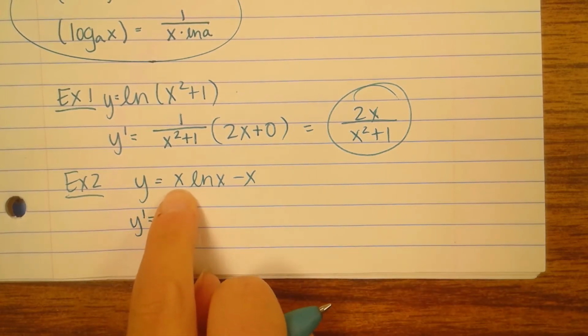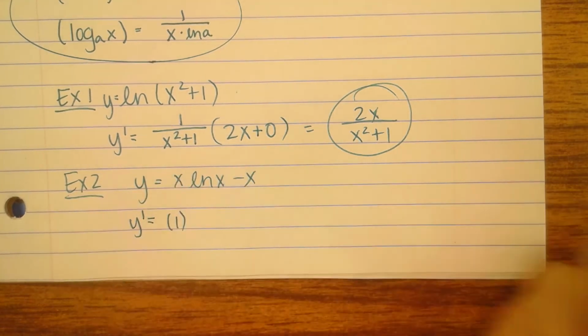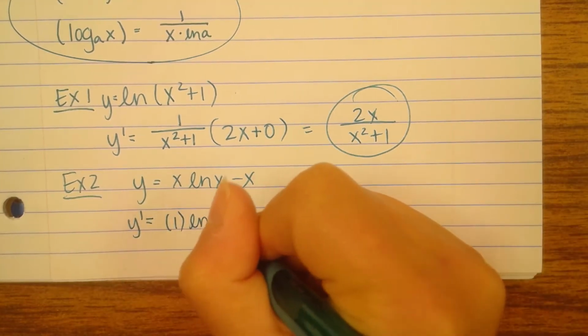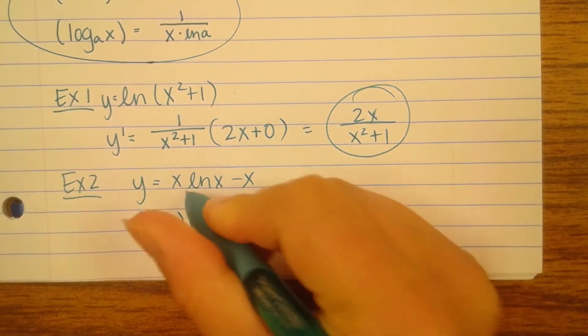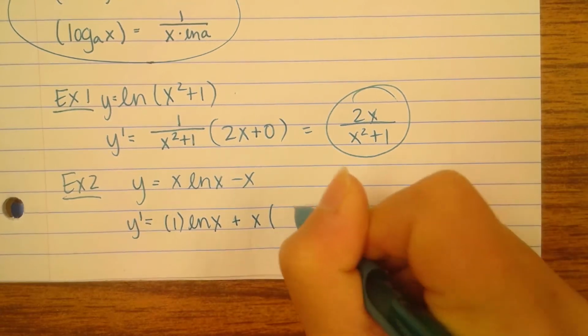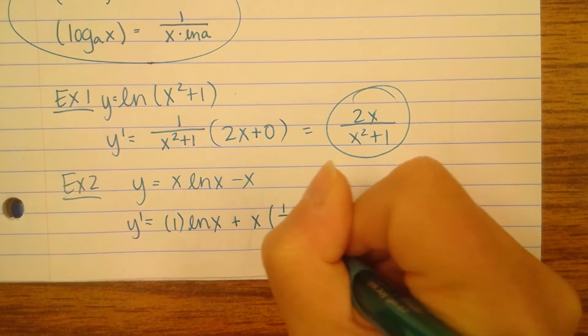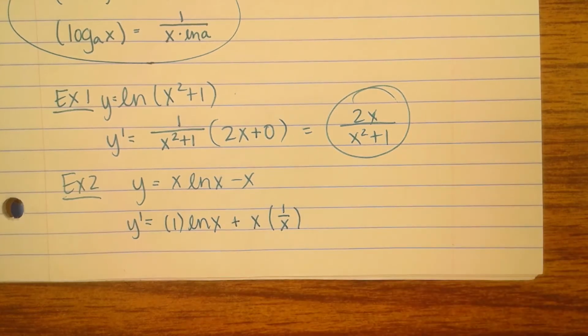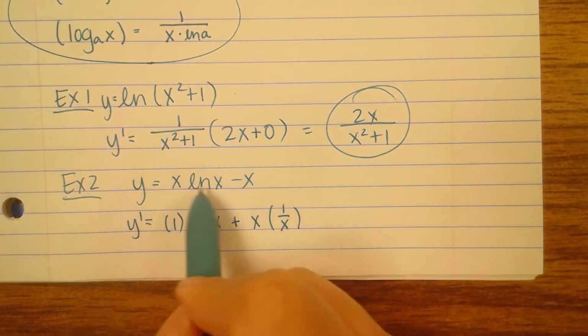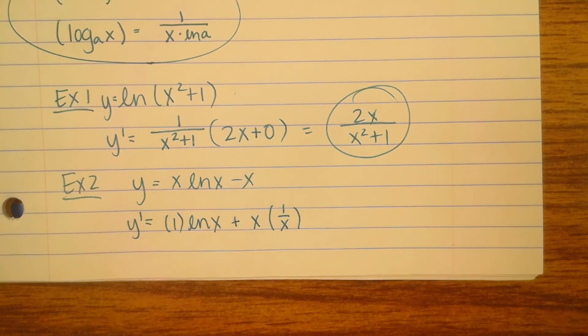So derivative of just x is 1, that's my first function, times my second function, natural log of x, plus my first function x times the derivative of natural log of x. So derivative of natural log is 1 over whatever that is, so 1 over x in this case. I don't have chain rule because I'm just dealing with the simple function of natural log of x, not natural log of x squared or natural log of x cubed plus 1 or whatever it is.